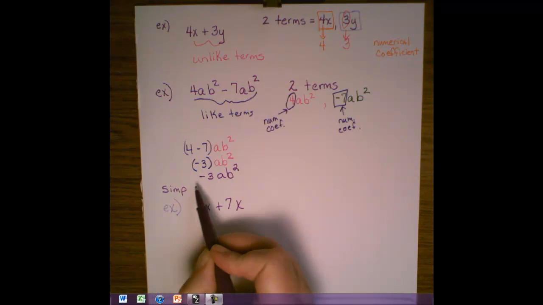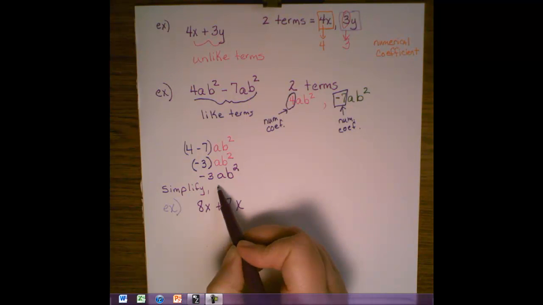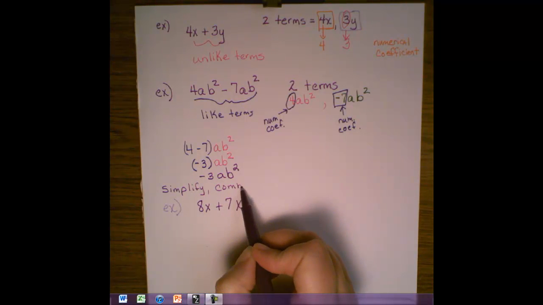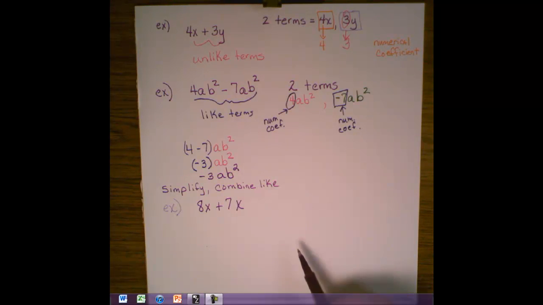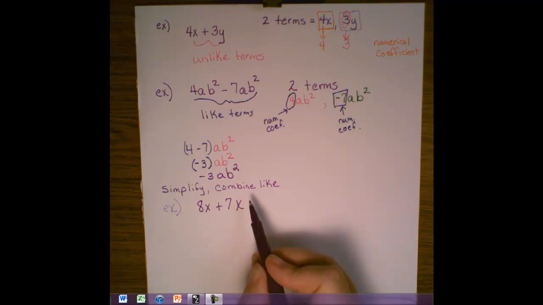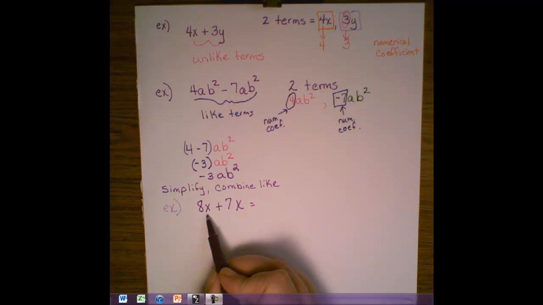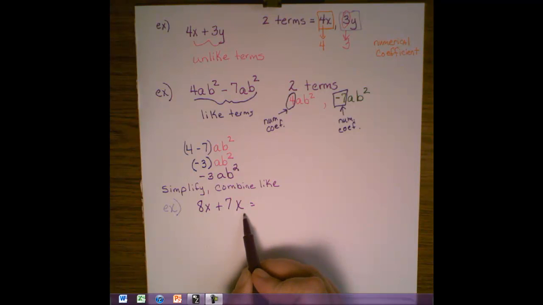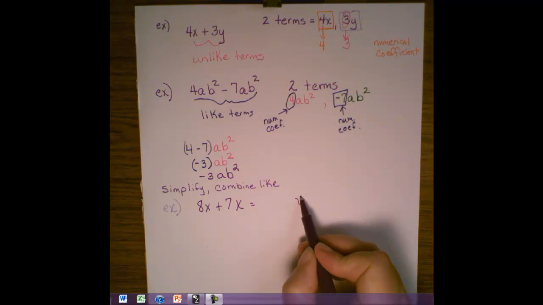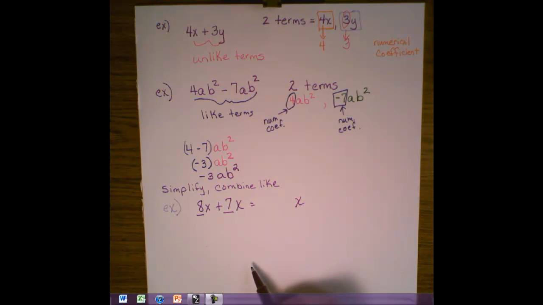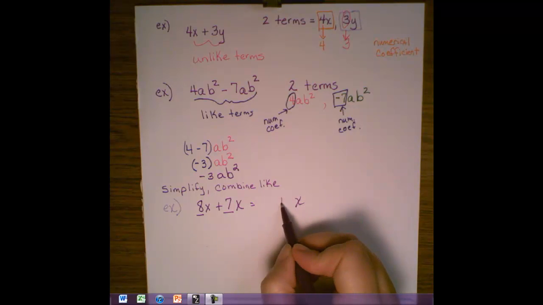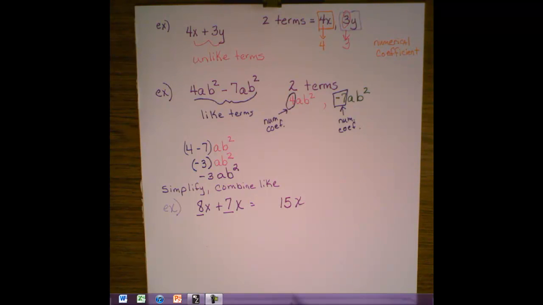Oftentimes in these problems, the directions will say simplify. They might say combine like terms and simplify. But that's what your directions are going to say. So in this one, when we combine like terms, the first thing we want to do is see what our like terms are. Both of these terms have an x, so our answer will be x, and we'll add the number parts. 8 plus 7 would give us 15.